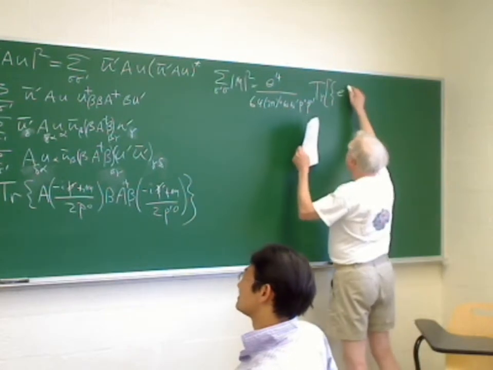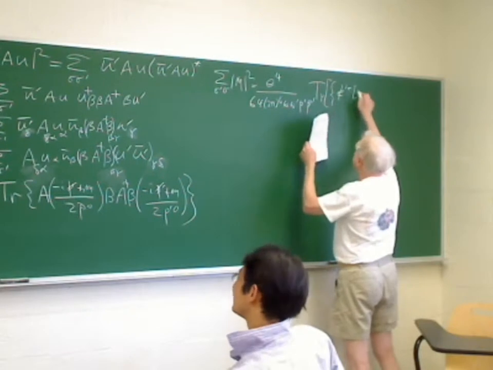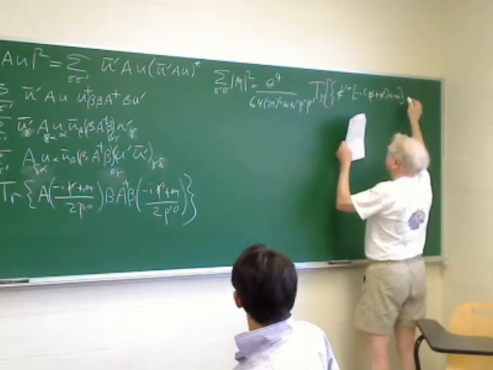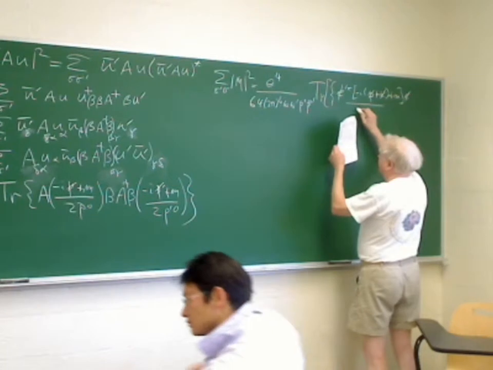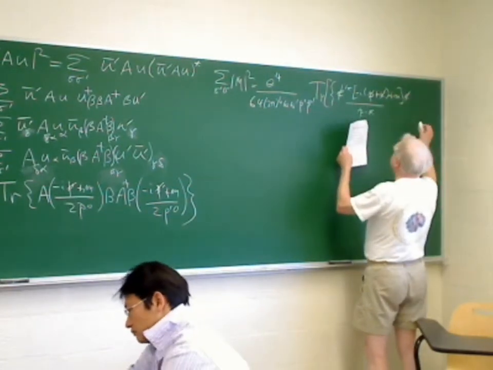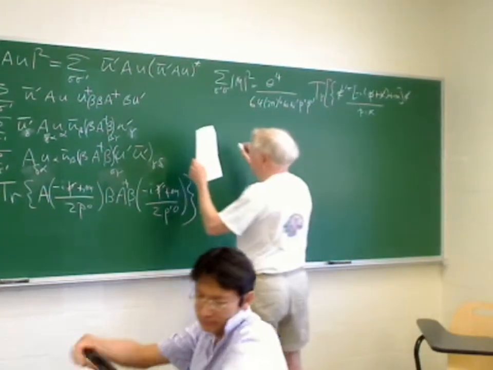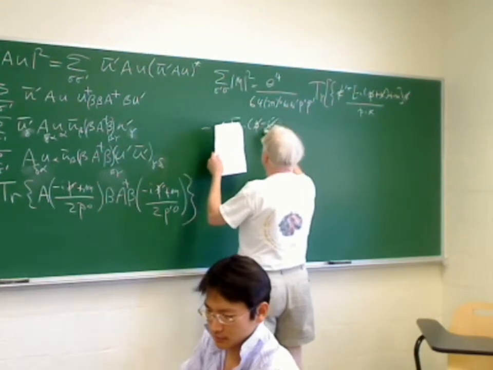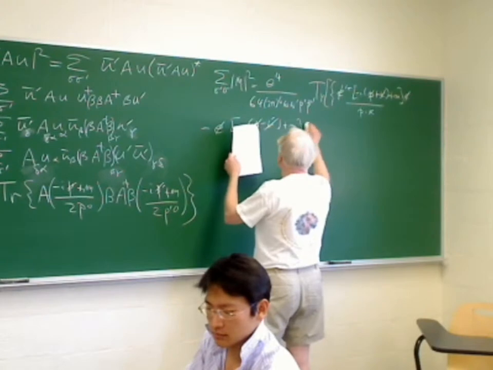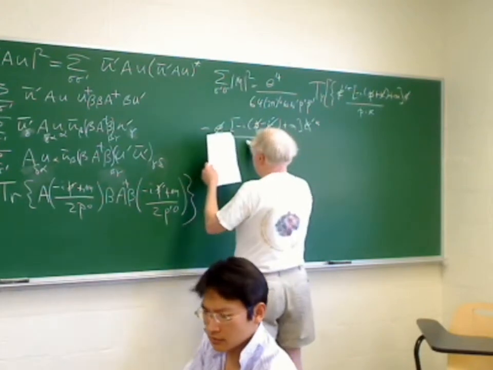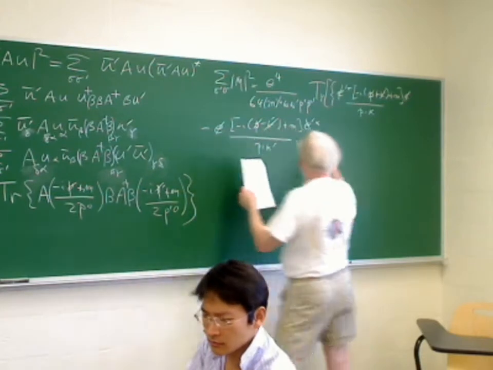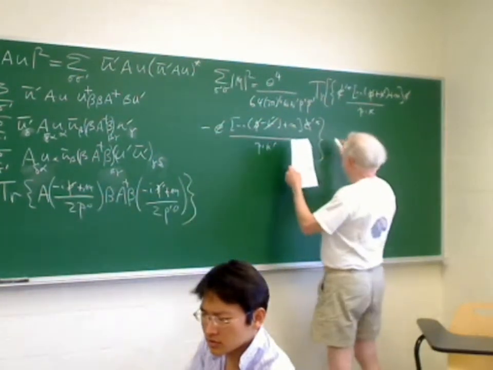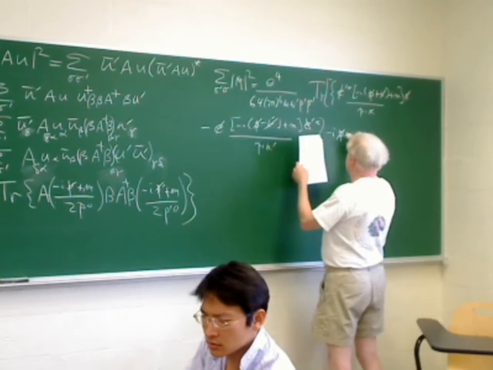So E prime star slash, minus i P slash plus K slash plus M, E slash over P dot K, so we finally canceled the two there, minus E slash, minus i P slash minus K prime slash plus M, E prime star slash over P dot K prime. Okay, that was the A, but now we have this structure here, which is minus i P slash plus M.